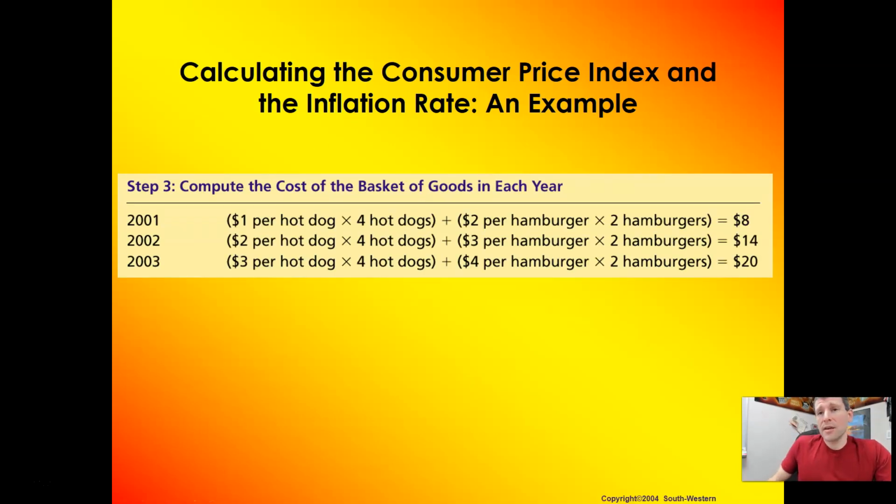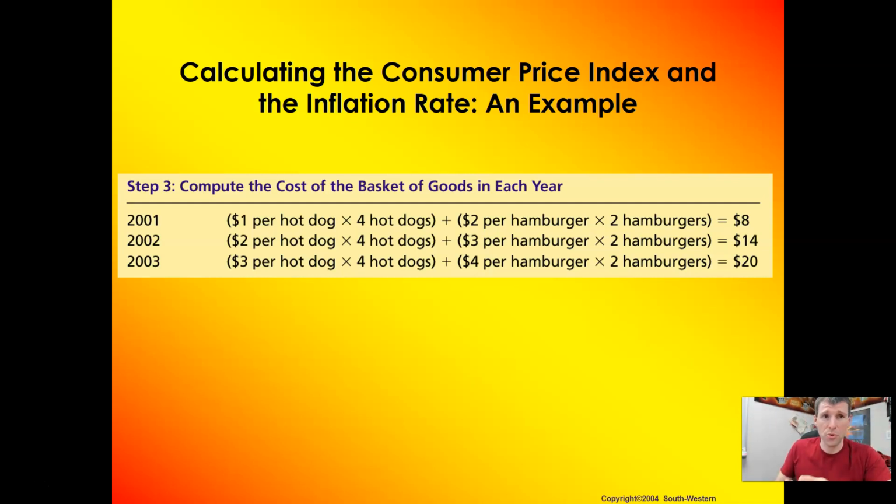The next thing is to compute what the market basket cost for each year. In 2001, we had 4 hot dogs. You'll notice there are 4 hot dogs and 2 hamburgers in each year. In 2001, $1 per hot dog was the price, so 4 hot dogs, you've got $4 there. Hamburgers, 2 of those, at $2 per hamburger, so you've got $4 there. The market basket was $8 total.